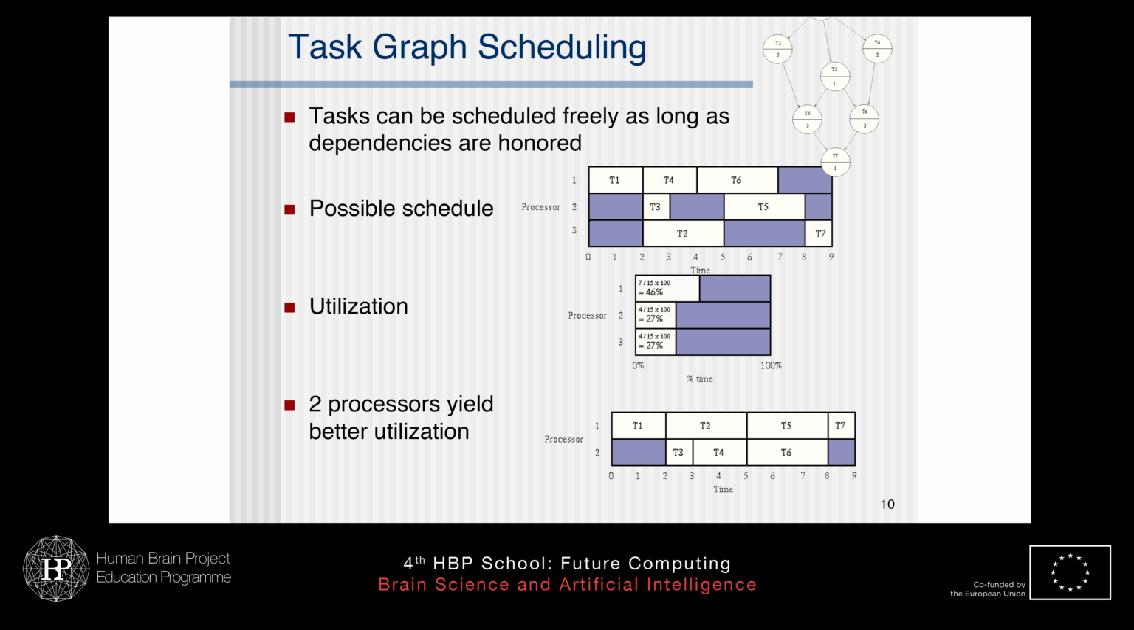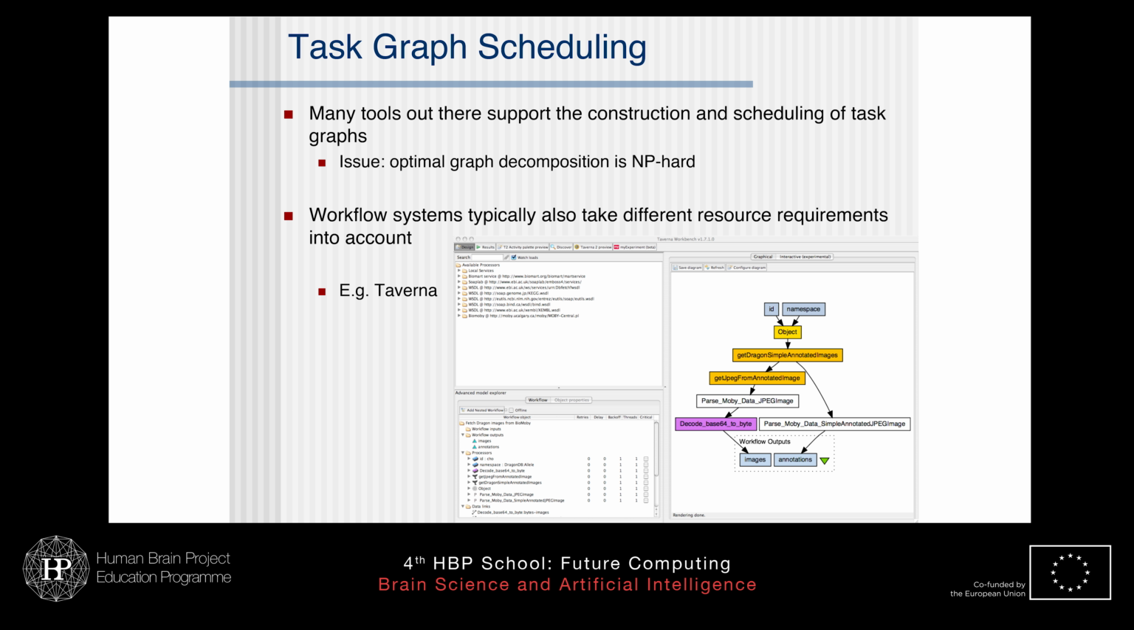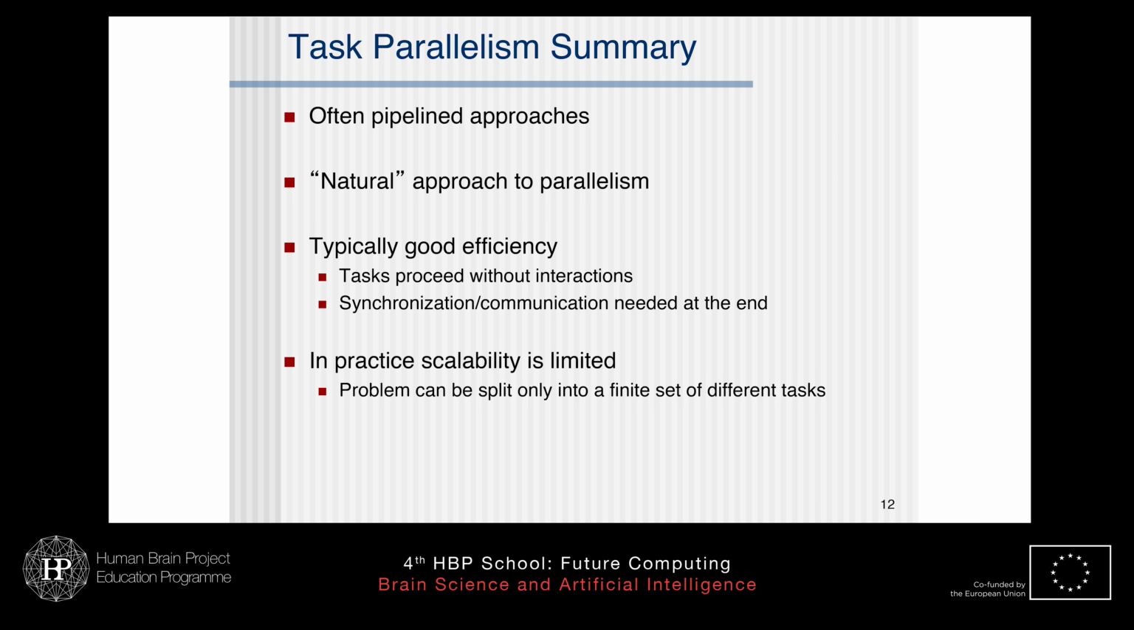So that's what you do when you deal with task graphs, and of course there are lots of tools out there that help you with that, right? That go into the task decomposition, that build the task graph, because an optimal graph decomposition is actually an NP-hard problem, right? So there are tools out there that take different resource requirements into account and help you with all that schedule. So this is a very natural approach. This is something that we are used to. We're used to that thinking.